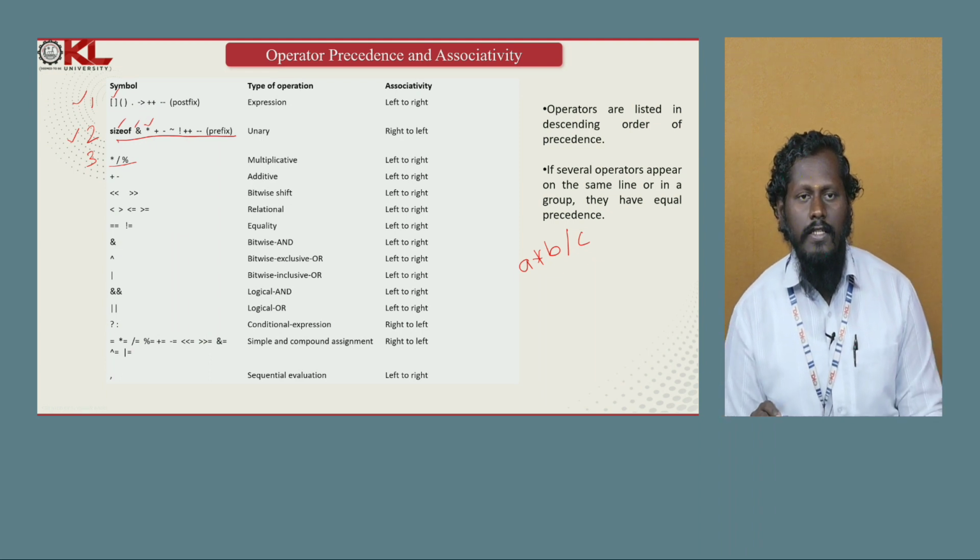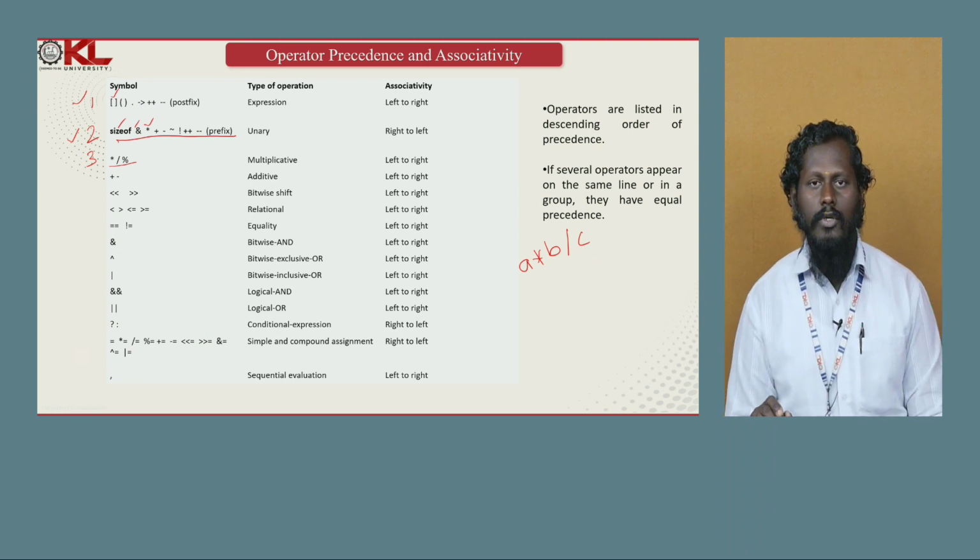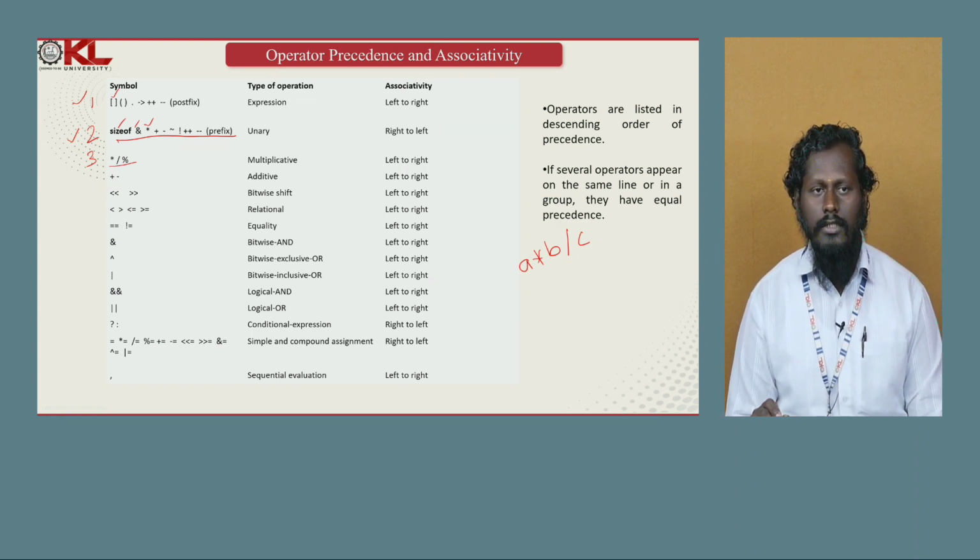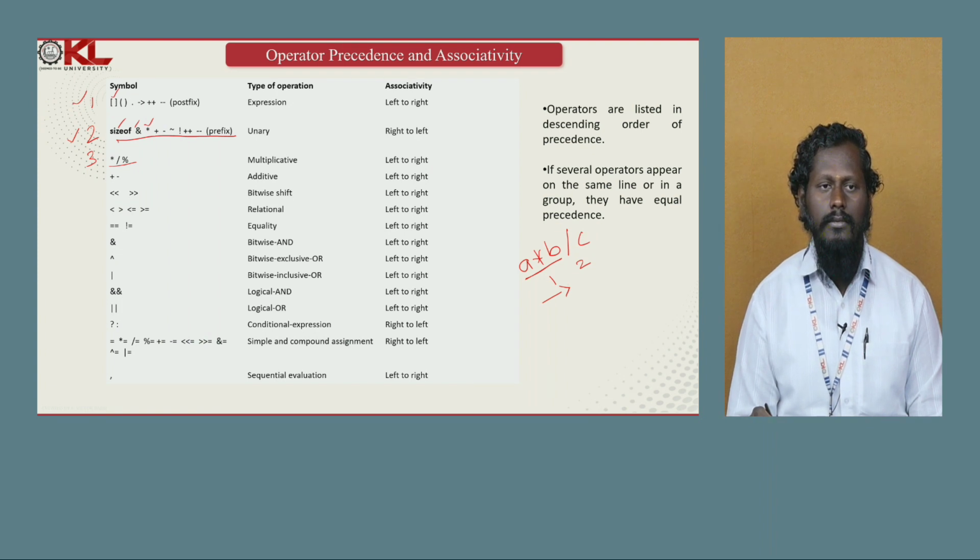So when the expression contains the same priorities, we have to see the associativity, whether you have to traverse right to left or left to right. If it is the same priority, we have to traverse left to right. If it is left to right, a into b will be evaluated first. Once we get an answer, it will be divided by c. So this division will be included second. So the expression will be traversed left to right. This is called multiplicative.